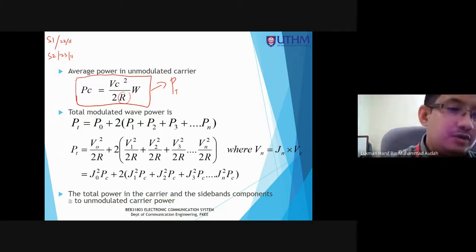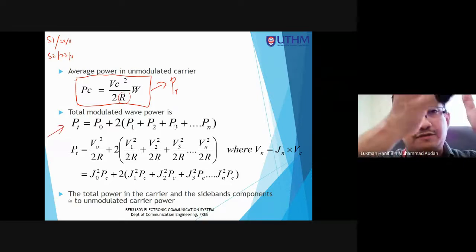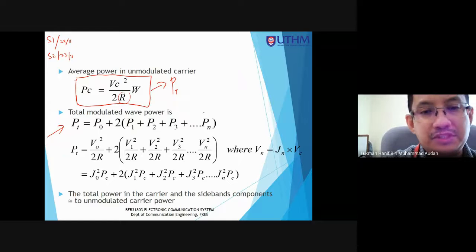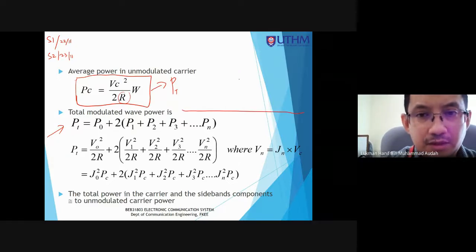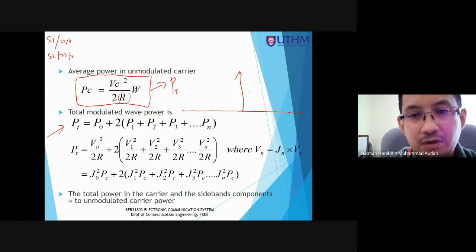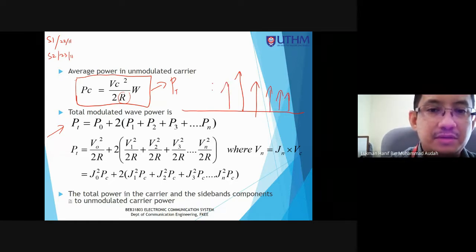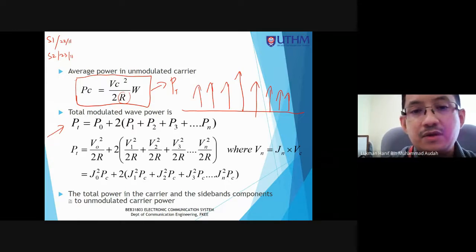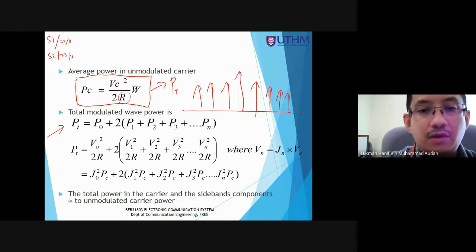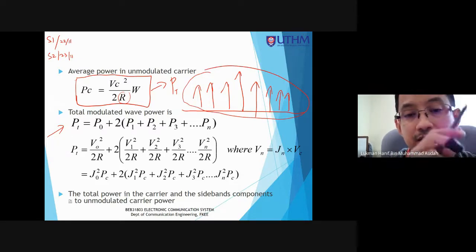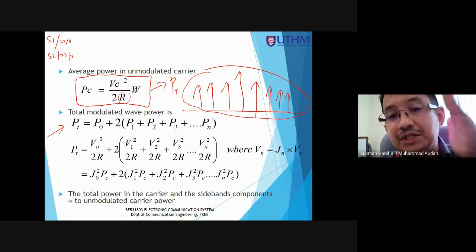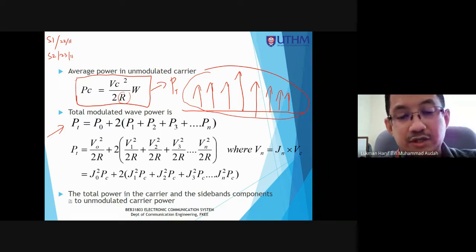And if you want to look from the perspective of the frequency spectrum, remember that in angle modulated wave, we have many sidebands. We have many sidebands. So theoretically when we want to calculate the power, we need to add all the power components. We need to add all the power components, one by one, like what we learned in amplitude modulation in the previous topic.